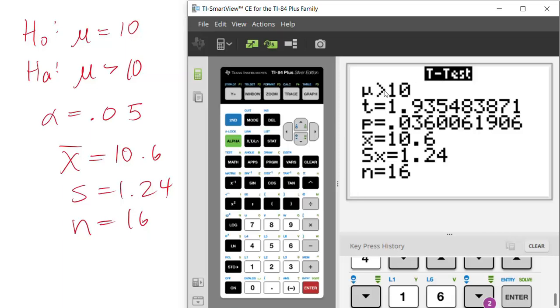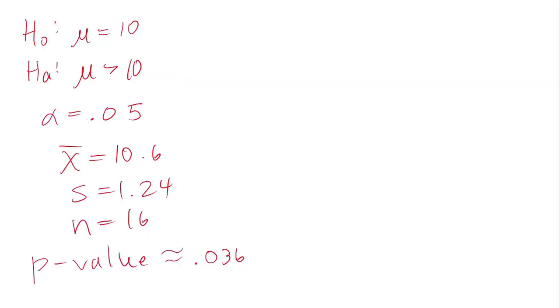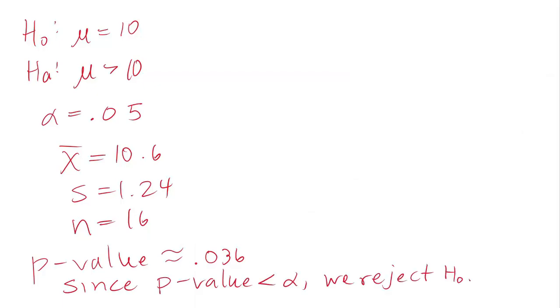First line is the name of the test. Second line is the hypothesis that we're testing. Third line is ignorable. Fourth line is what we need. The p-value is around 0.036. Since the p-value is smaller than alpha, we reject the null hypothesis. At the 5% level of significance, we feel comfortable rejecting the claim made by the null hypothesis, and therefore will support the claim made by the alternative hypothesis.